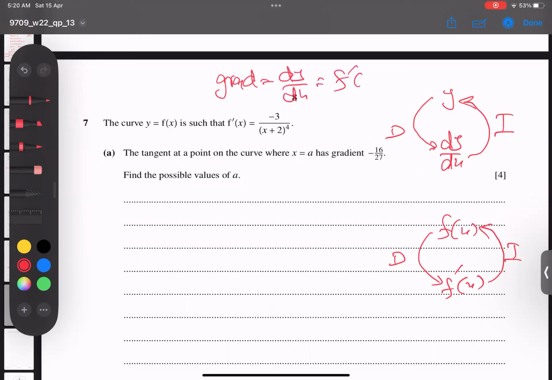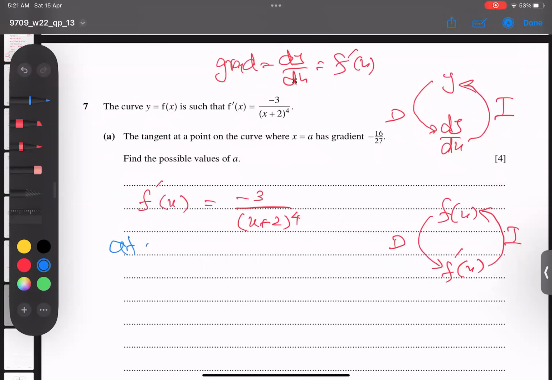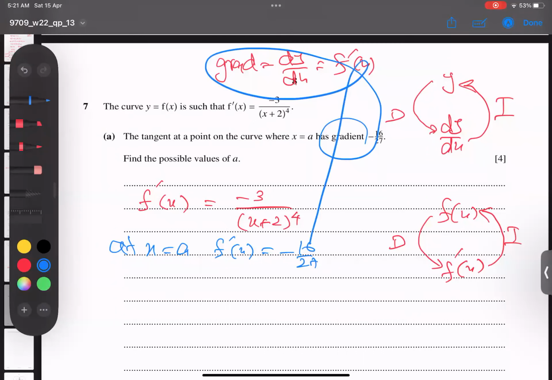Or f dash of x. So first of all, I'm writing f dash of x here. No need to do any change. It is given. Now I'm saying here at x is equal to 8, what will we put? We know f dash of x is equal to minus 16 over 27. How come? Because gradient and derivative are the same, so I plug in the derivative, minus 16 by 27.